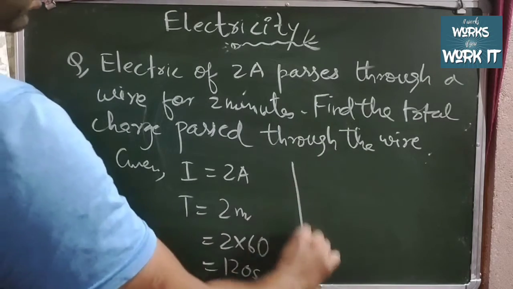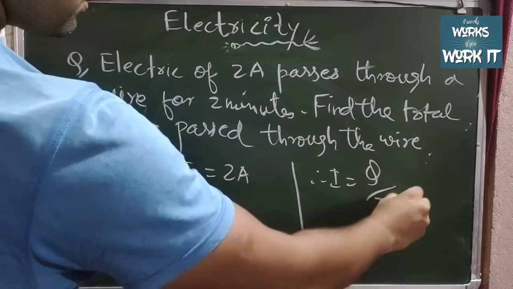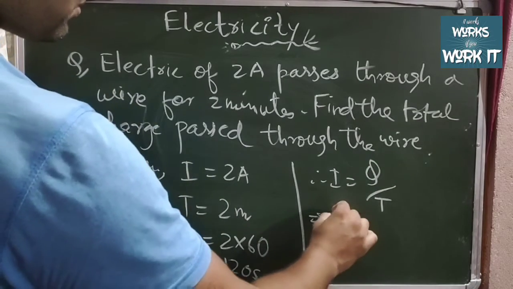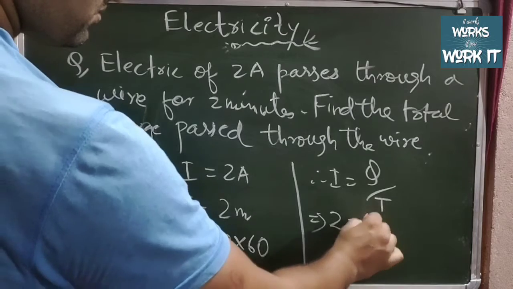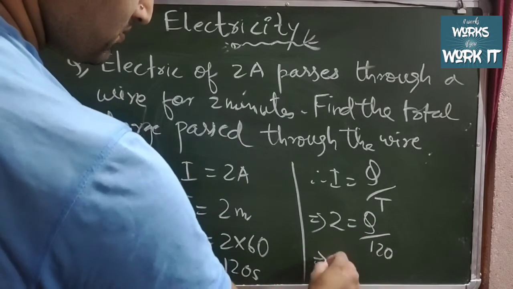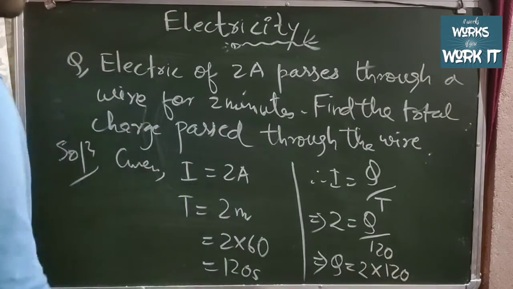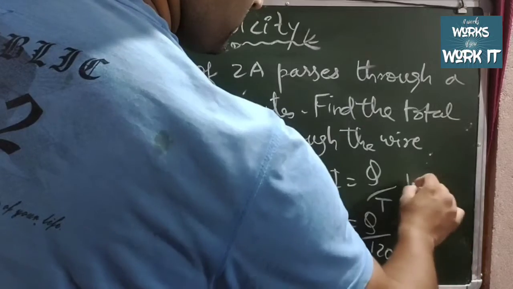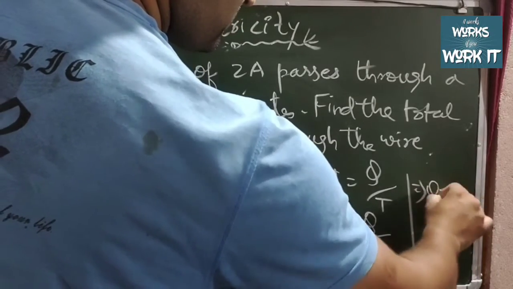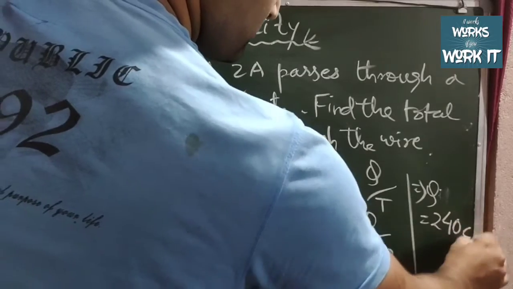So we have the formula I equal to Q by T. I is given as 2 ampere, and we have to find the charge. T is 120, so Q will be equal to 2 multiplied by 120. So here we get the charge Q equal to 240 coulomb, and this is our solution.